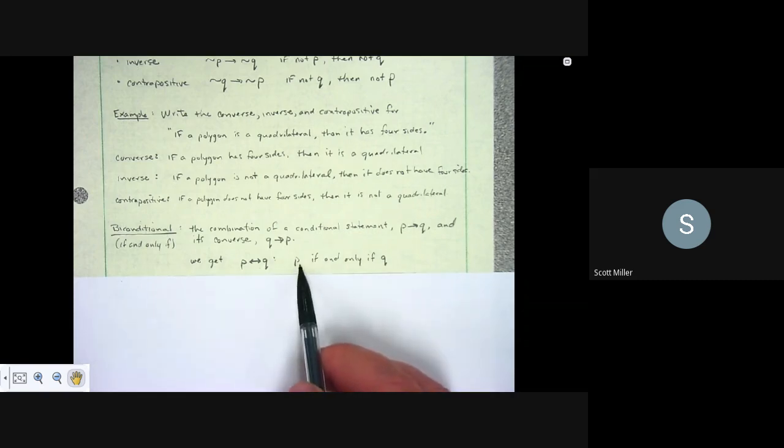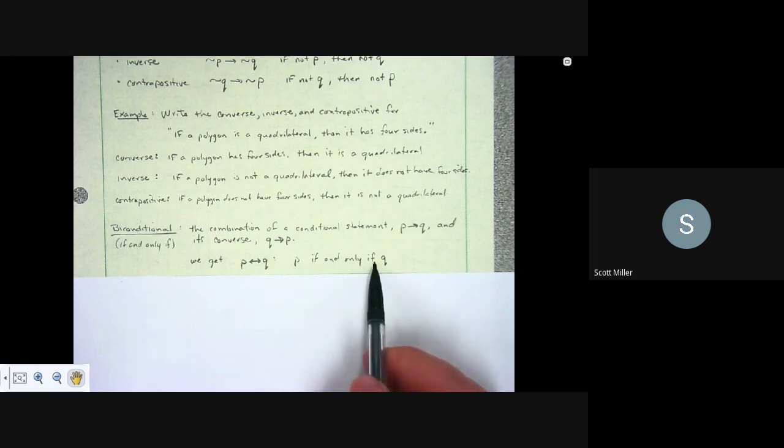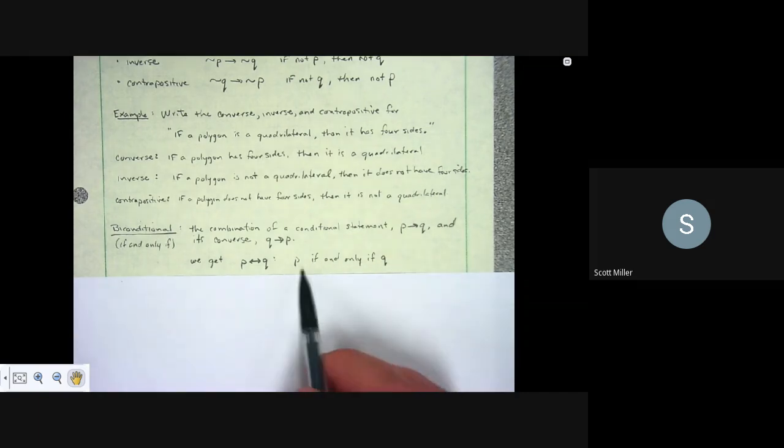P is going to happen if and only if Q happens. P is true if and only if Q is true. P is false if and only if Q is false. That kind of a thing. And this is usually used like definitions can usually be written as a biconditional statement. Some definitions, I should say. And some theorems are biconditional.